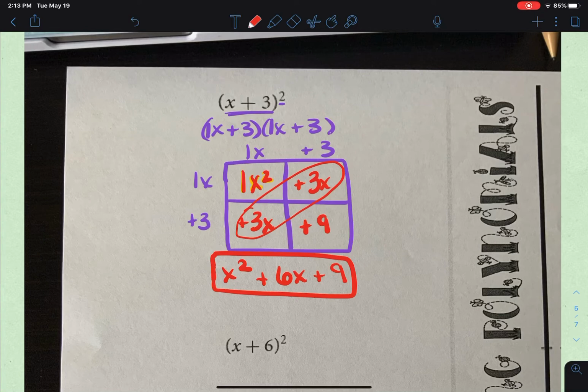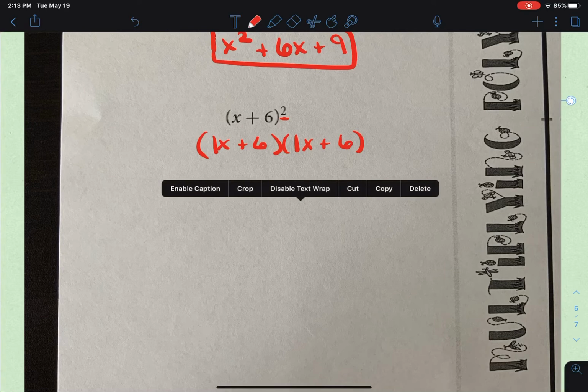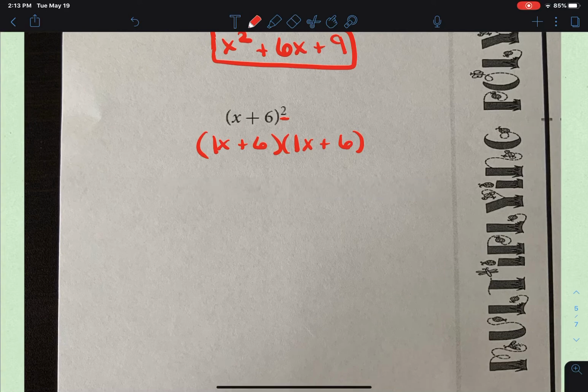Okay, let's try another one. (x + 6) squared. So this squared tells me it's got to be x plus 6 times x plus 6. And I'm going to put 1s in front. And then, now that it's expanded like this, I'm going to go ahead and set up my boxes.